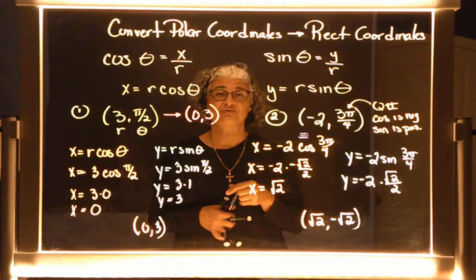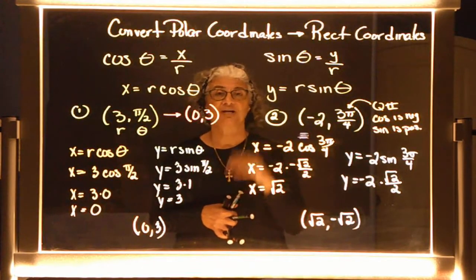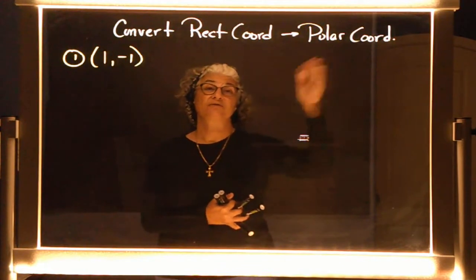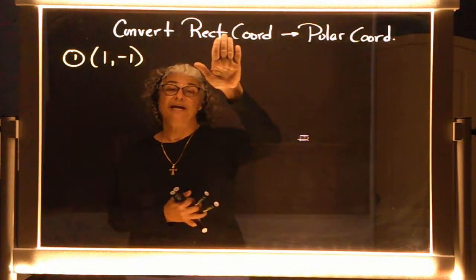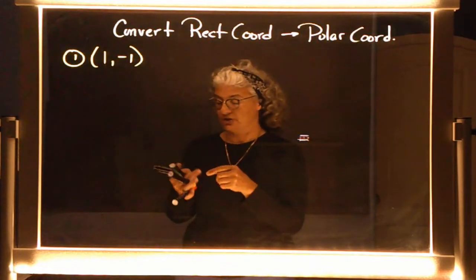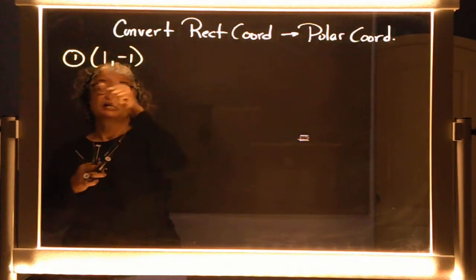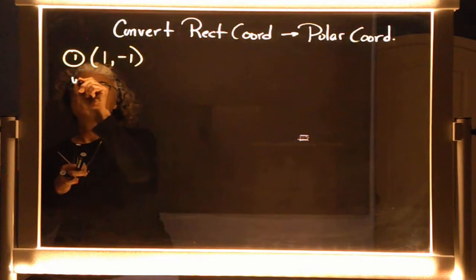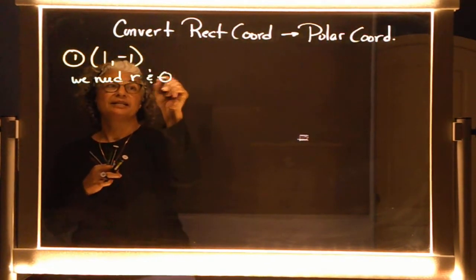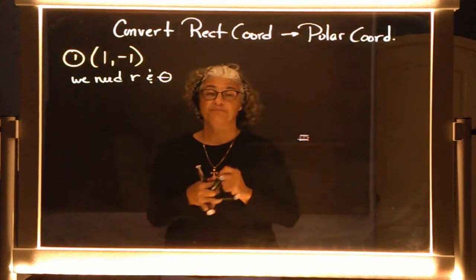Now let's look at the other direction. Let's go from rectangular to polar. Okay, so now they want us to take rectangular coordinates and convert to polar. So I need to go from x, y into r and theta. Are you with me? So here's the deal. Here's x, here is y. We need r and theta, don't we?